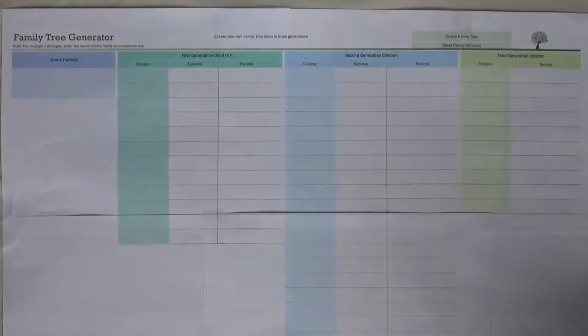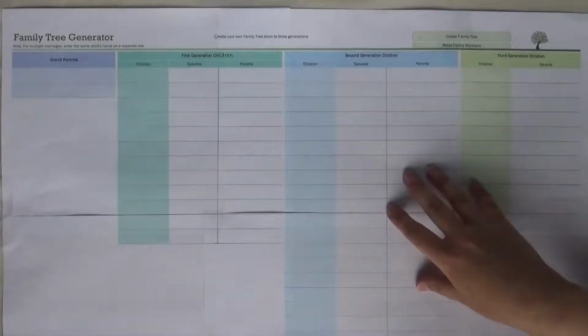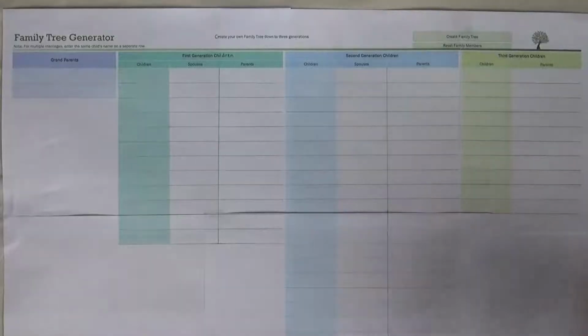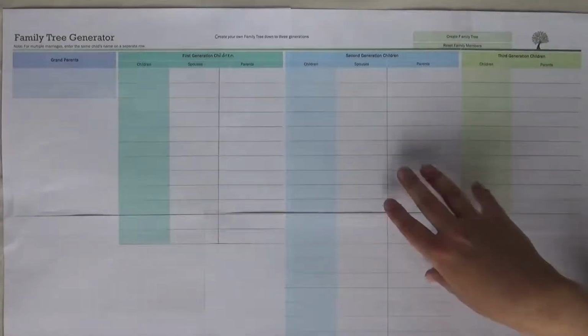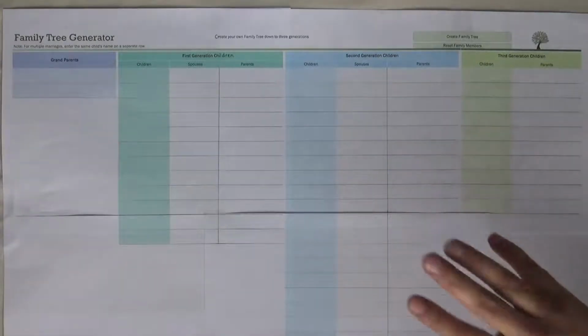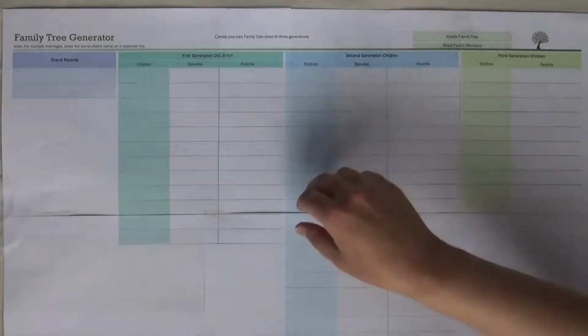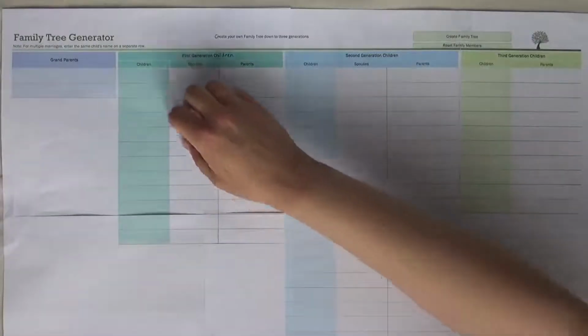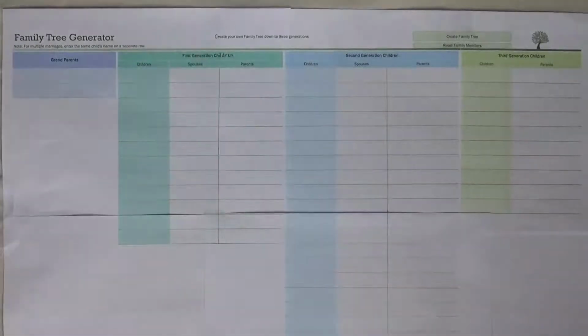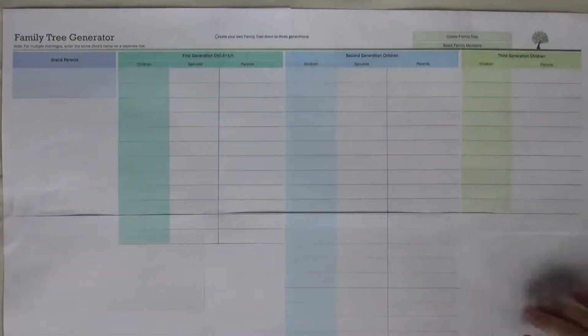So I found this chart on Excel. You don't have to sign up for any programs or download anything onto your computer. If you're already using Windows, this should be available to you. It's a template on Excel called the Family Tree Generator. And today, Mom and I are going to fill it out together.